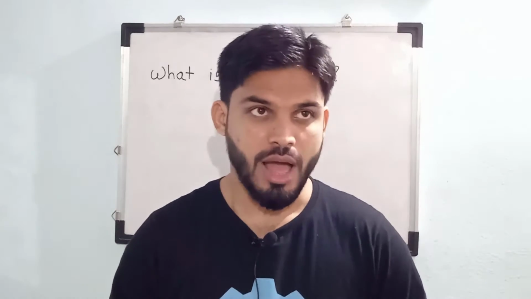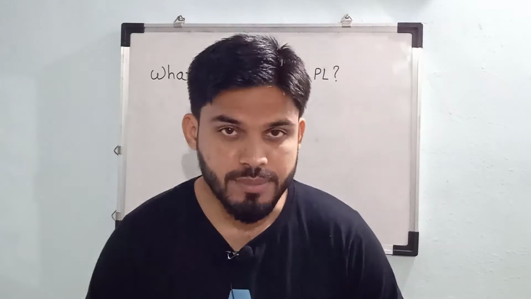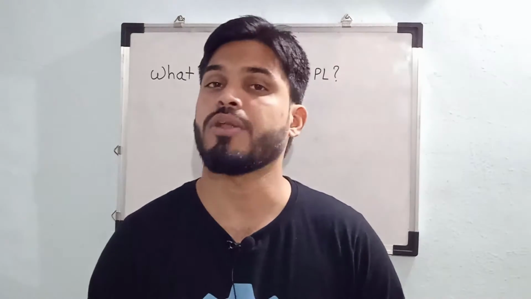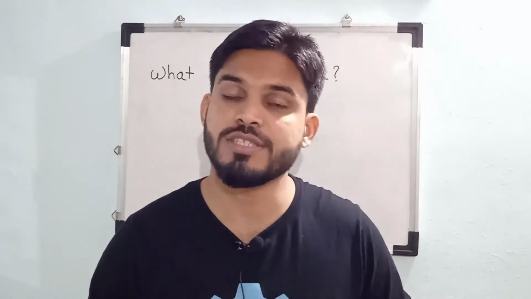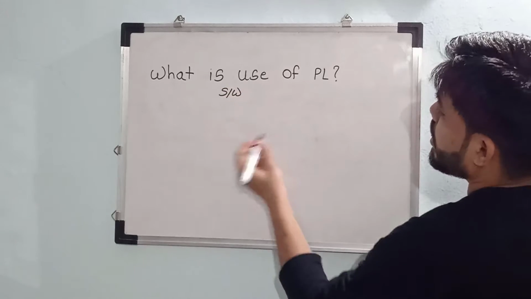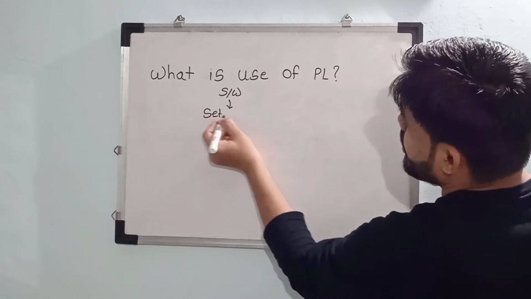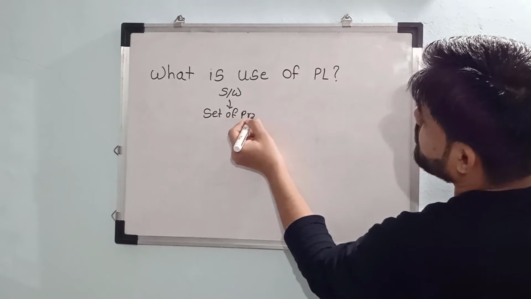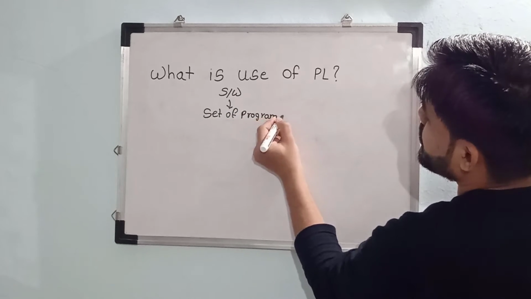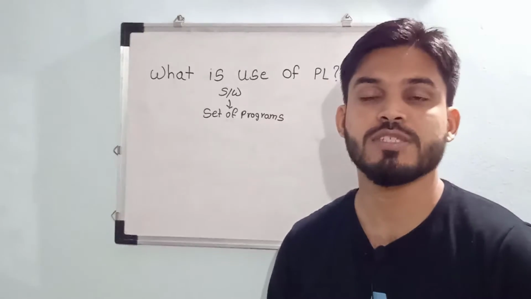For that, I will remind you the definition of software. Software is a set of programs aligned in an order to perform some specific task. Software is a set of programs, aligned in an order to perform some specific task.